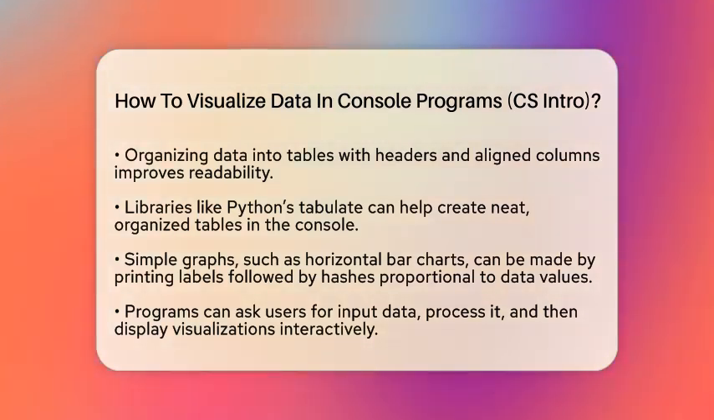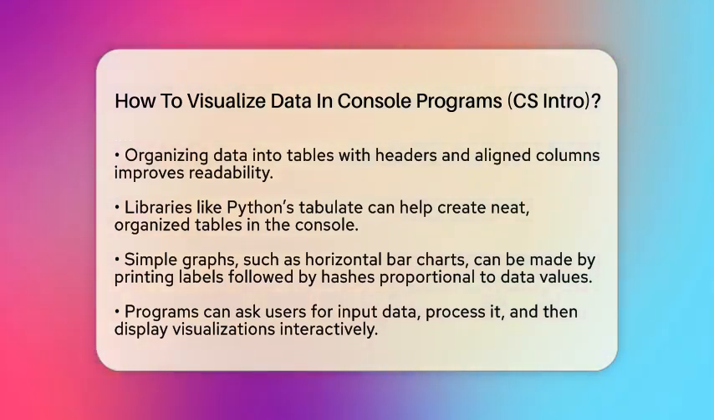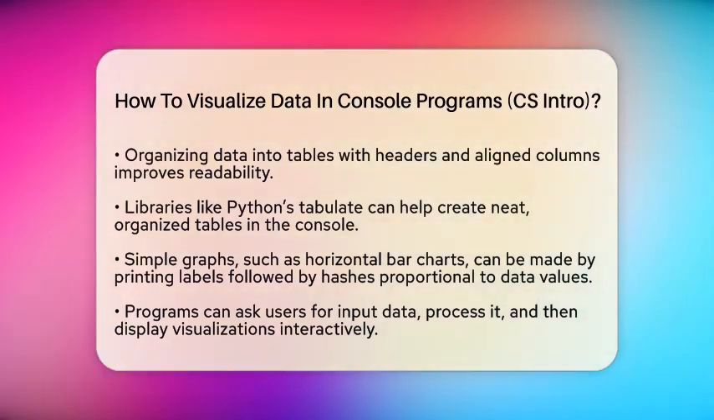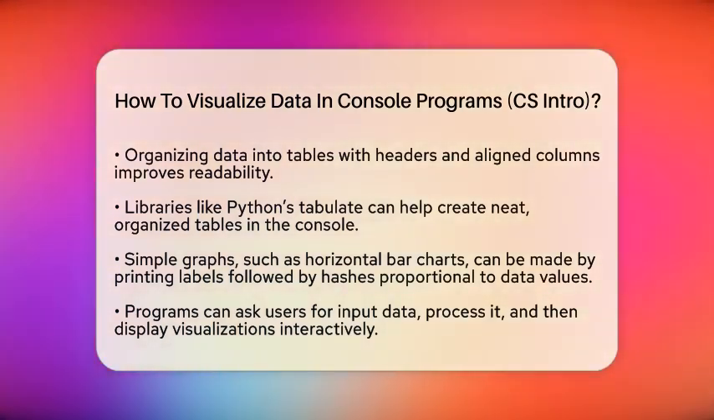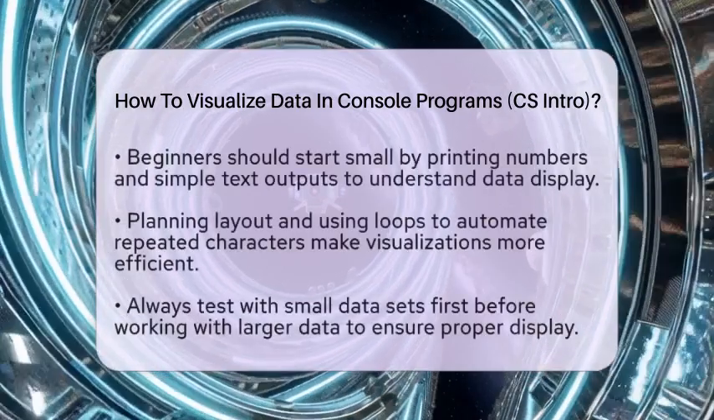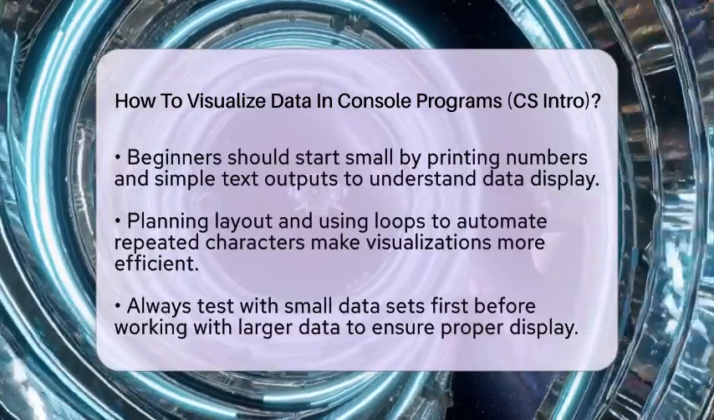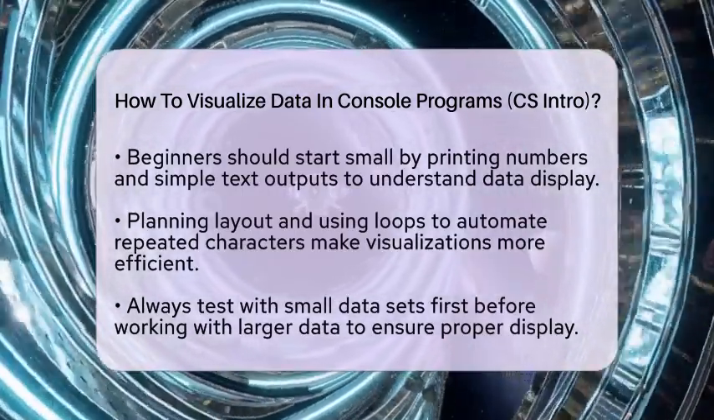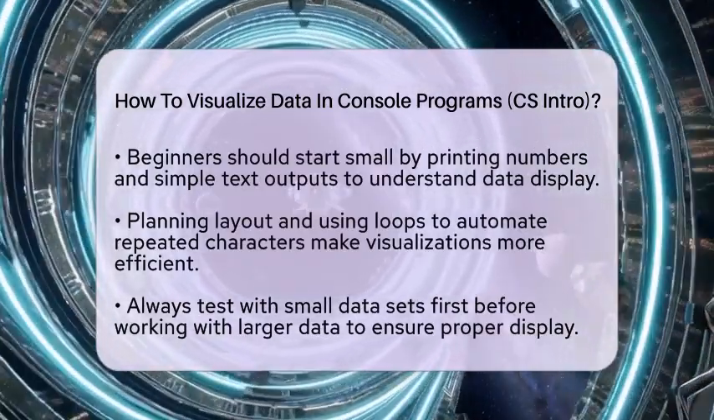You can also make simple graphs with characters. For example, a horizontal bar chart can be created by printing a label followed by a number of hash symbols. If you want to compare sales in different months, print the month name and then print hashes proportional to sales numbers. This makes it easy to see which months had higher or lower sales at a glance.